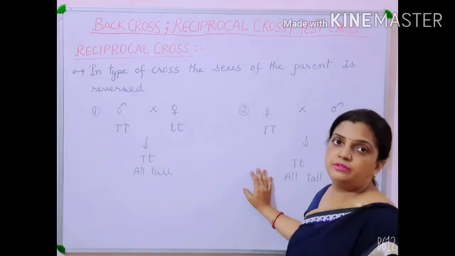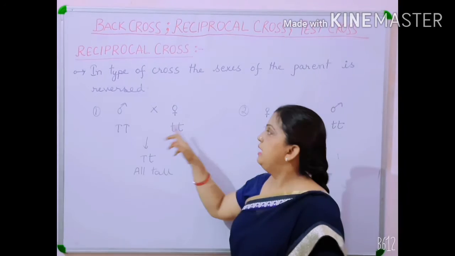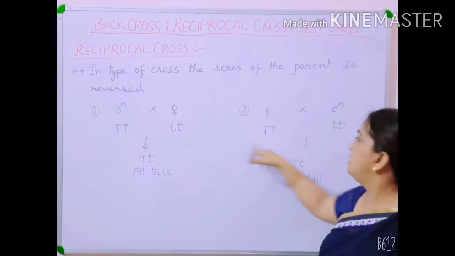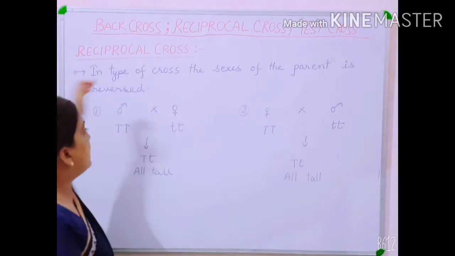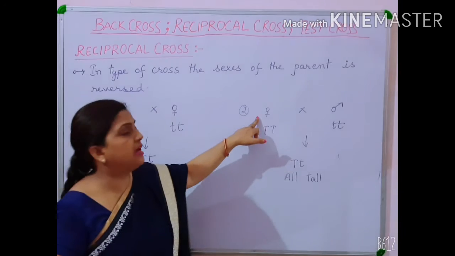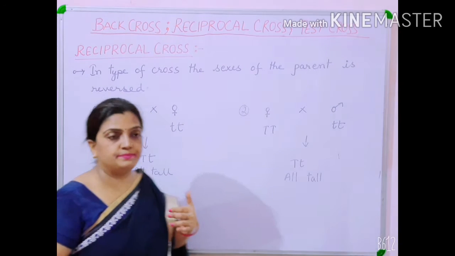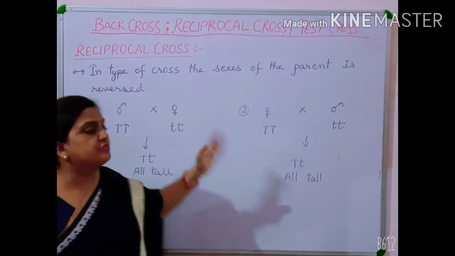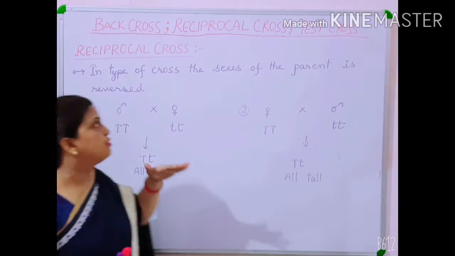To explain this to you all, I have drawn two different types of crosses. In the first cross, I have taken the male as dominant and the female as recessive. In the second case, I have taken the female as dominant and the male as recessive. From the cross itself it is clear that the sexes are being reversed. Male was dominant here, and here I have taken female as dominant in the second cross. The answer is not going to change, the answer will be the same. But we are going to reverse the sexes, we are going to change them to the opposite sexes.